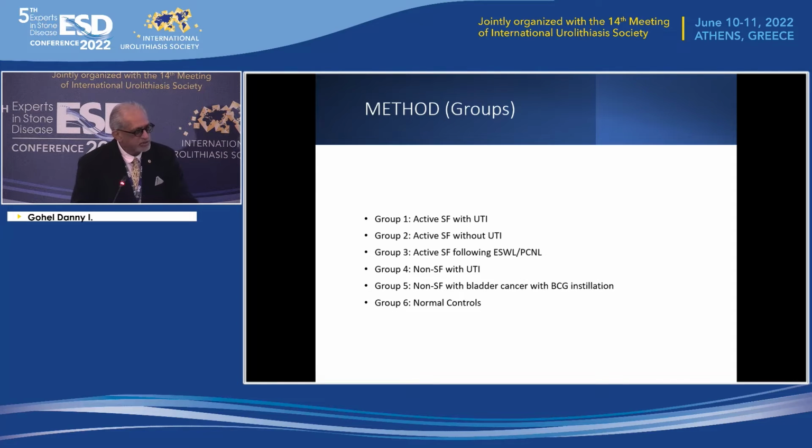So these are the groups, and pay attention when I go to the graphs. Group 2 is the active stone formers. That means they have a stone that has not been removed yet. And group 3 is the stone formers who have already had the stone removed, and by CT scan, have been stone-free already. And then the normals are group 6. The other groups, I won't talk about today.